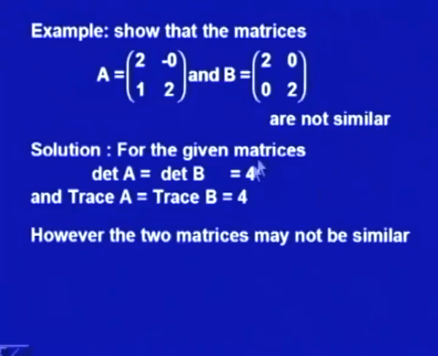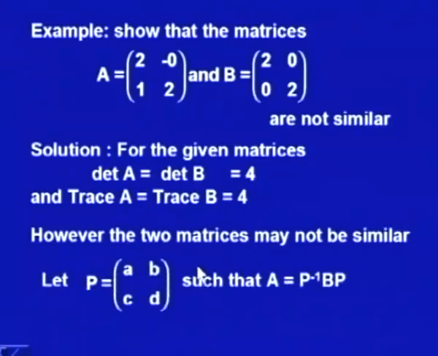My claim is that these two matrices are not similar, although their determinants and traces are equal. Now to show this result, let me have a square matrix P, taken as a general matrix consisting of elements a, b, c, d, such that one can express A in terms of the matrix B as P inverse BP.